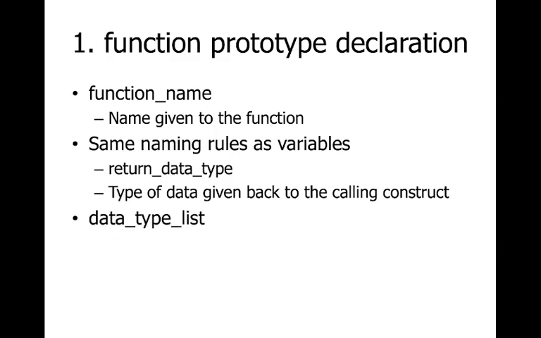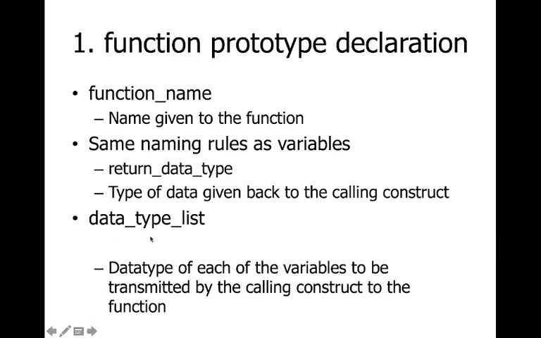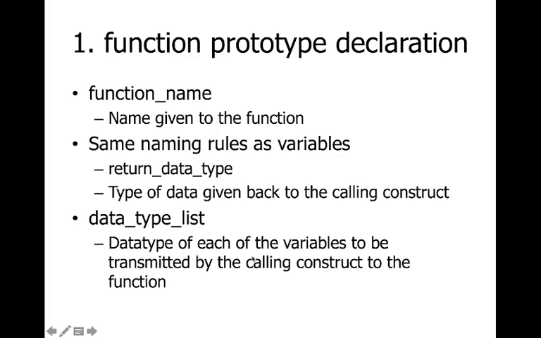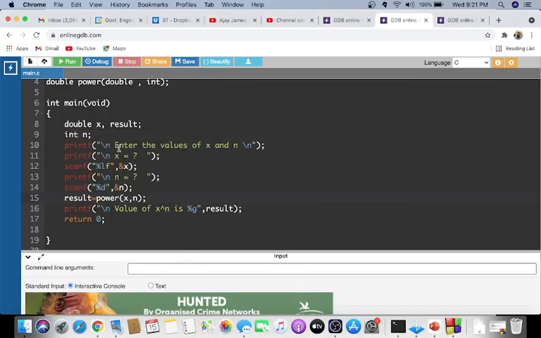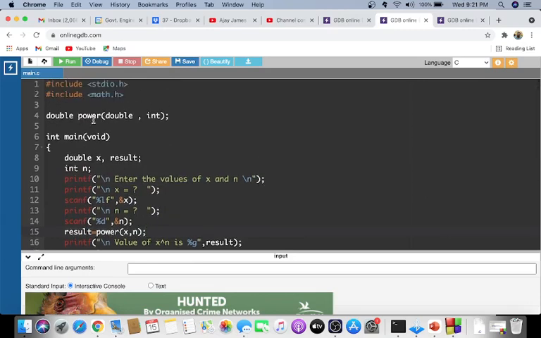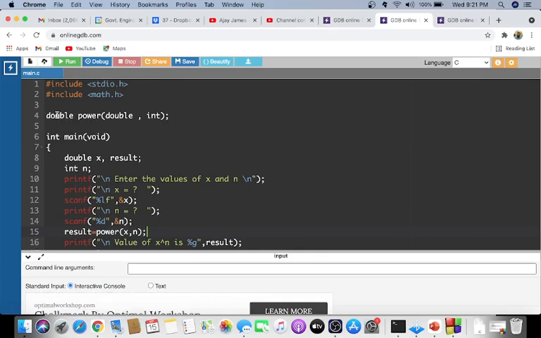Then the data type list should be mentioned. It gives the data types of the variables to be transmitted by the calling construct to the function. We will be transmitting some values to the function when we call those functions. We can see this example, then you'll understand that. So here we are declaring this double. Double means this is the return data type. It means this function will be returning some double value.